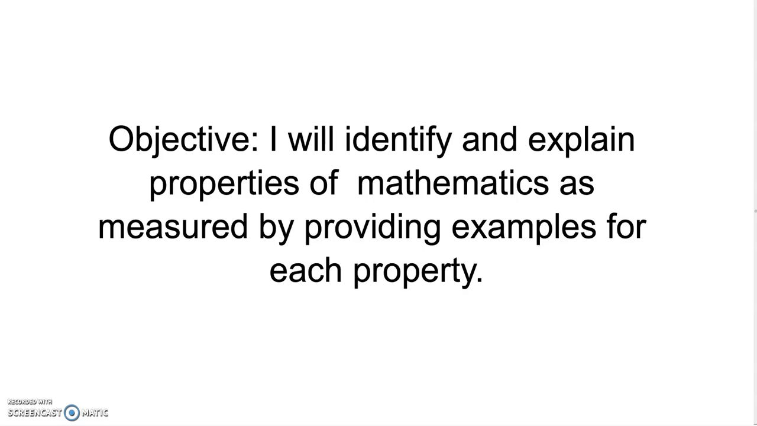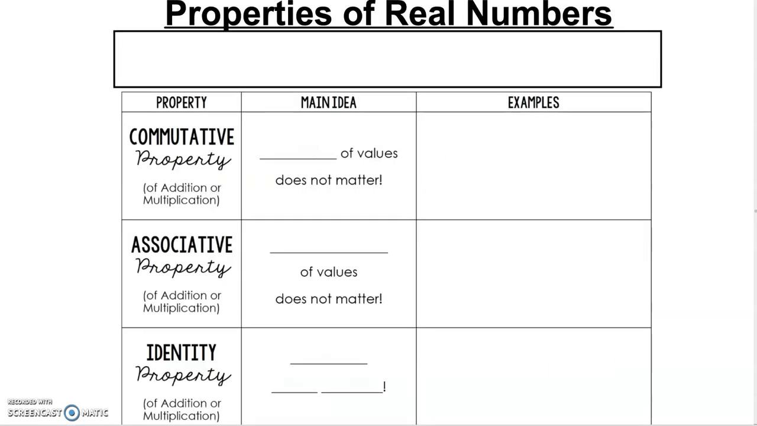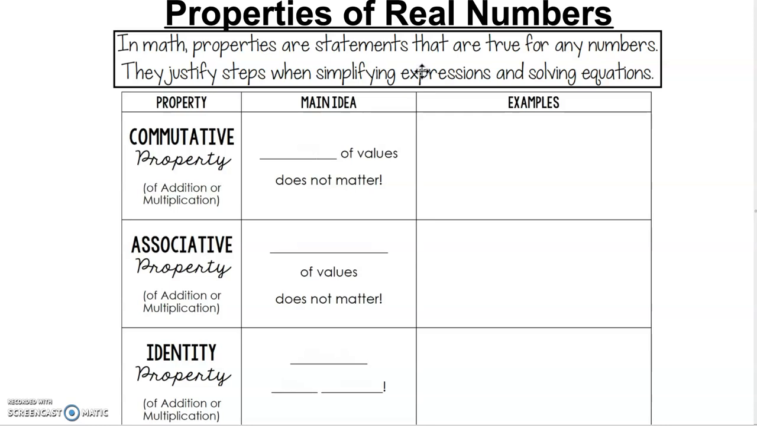In this video, we are going to identify and explain properties of mathematics by providing examples for each property. Properties of real numbers. First of all, what is a property? In math, properties are statements that are true for any number that we plug into it. They justify steps when simplifying expressions and solving equations. So these properties are going to be used as we solve equations later on.